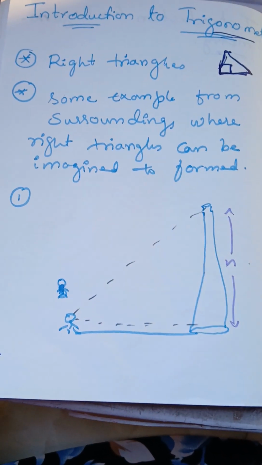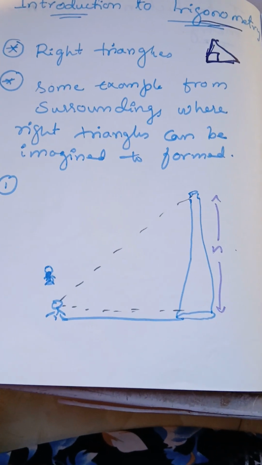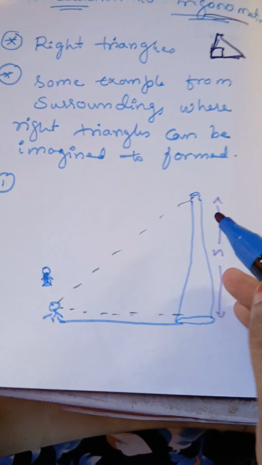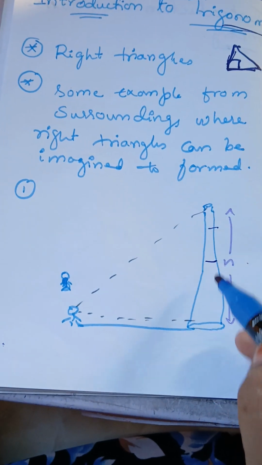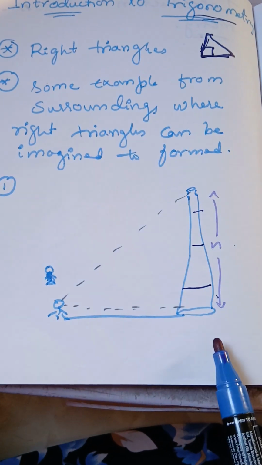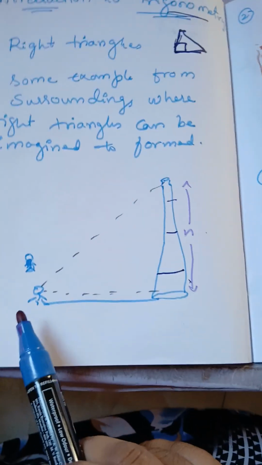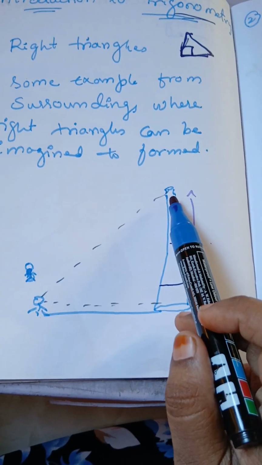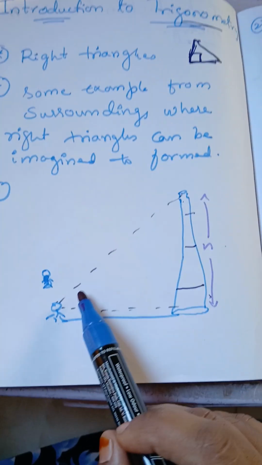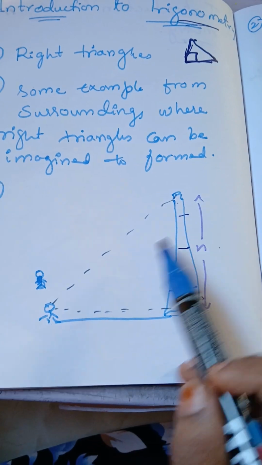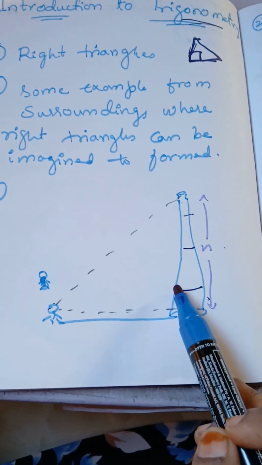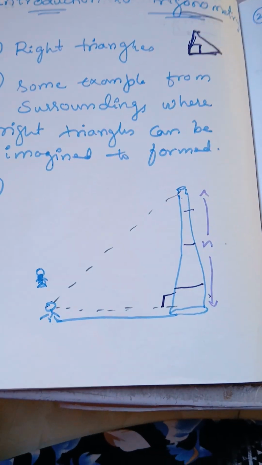Suppose a group of students went to see the Qutub Minar. Imagine this is your Qutub Minar. When the students look at the top of the Qutub Minar, they form an angle, and with the Qutub Minar and where the students are standing, they make an angle of 90 degrees, right?